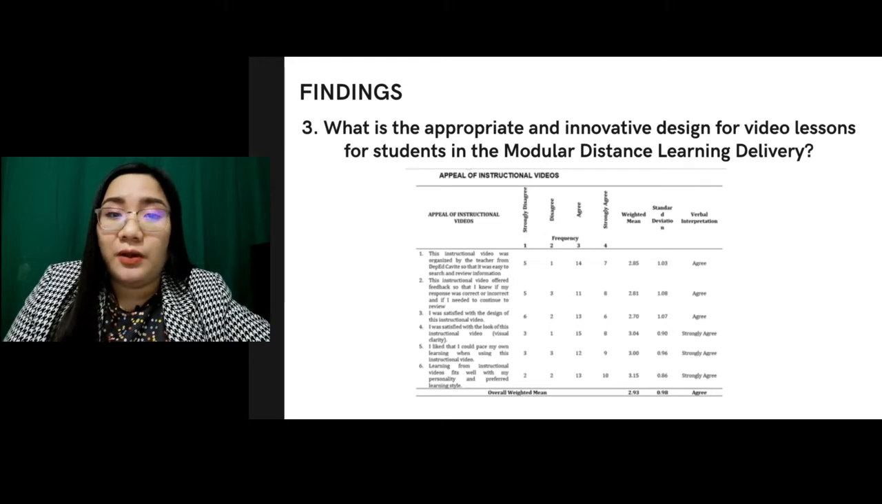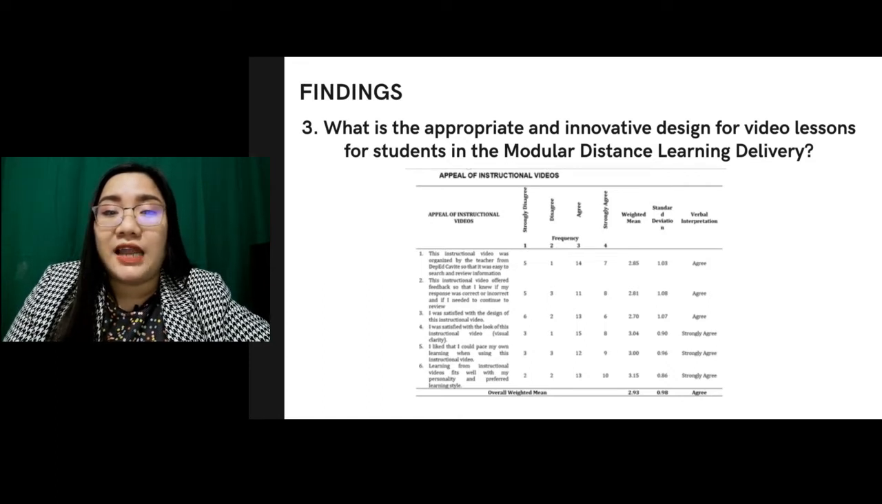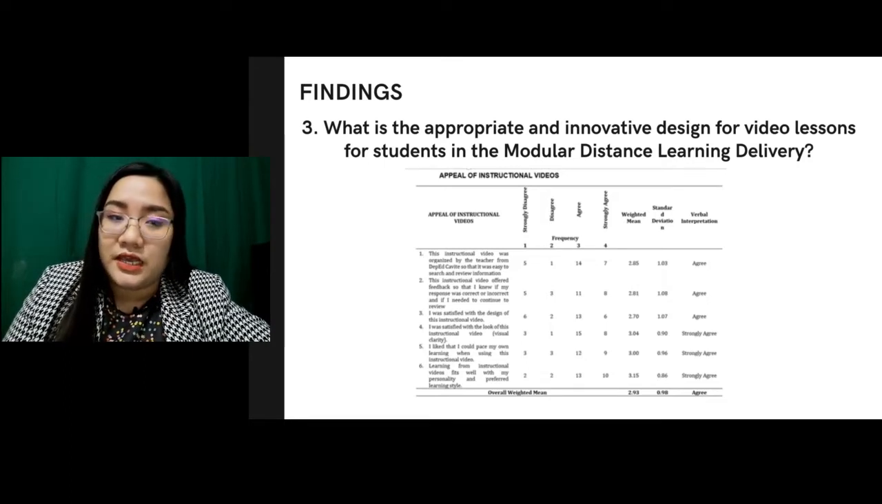As presented in the table, it shows that learning from instructional videos fits well with the personality and preferred learning style, as it has the highest contribution to the mean, having a weighted mean of 3.15 and a standard deviation of 0.86, which is verbally interpreted as strongly agree.